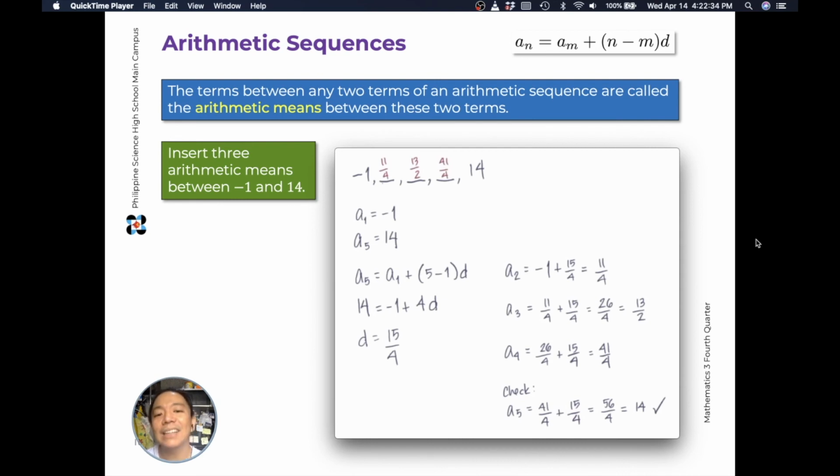Pag hinahanap sa atin ay the arithmetic mean, isa lang, and then we're just looking for isang arithmetic mean between two terms. And it will turn out later that to find the arithmetic mean between two terms na isa lang, it's just the average of those two terms.